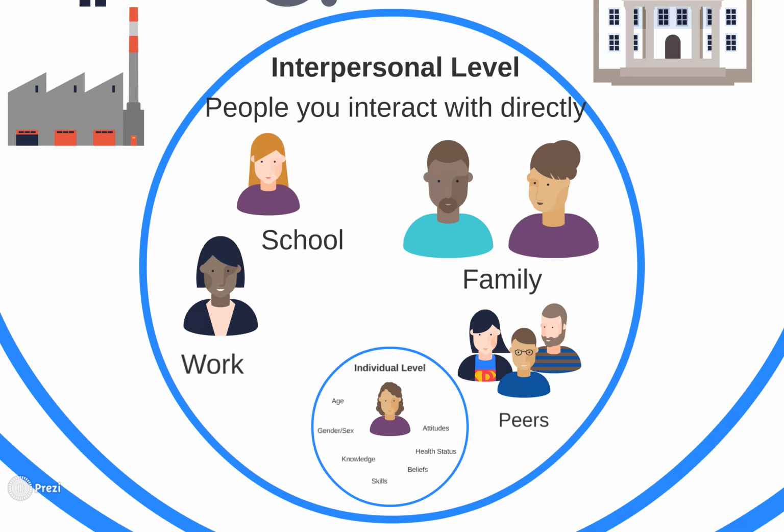So we turn to the interpersonal level, which is the people you interact with directly. These could be your classmates at school, coworkers, families, family members, and peers.